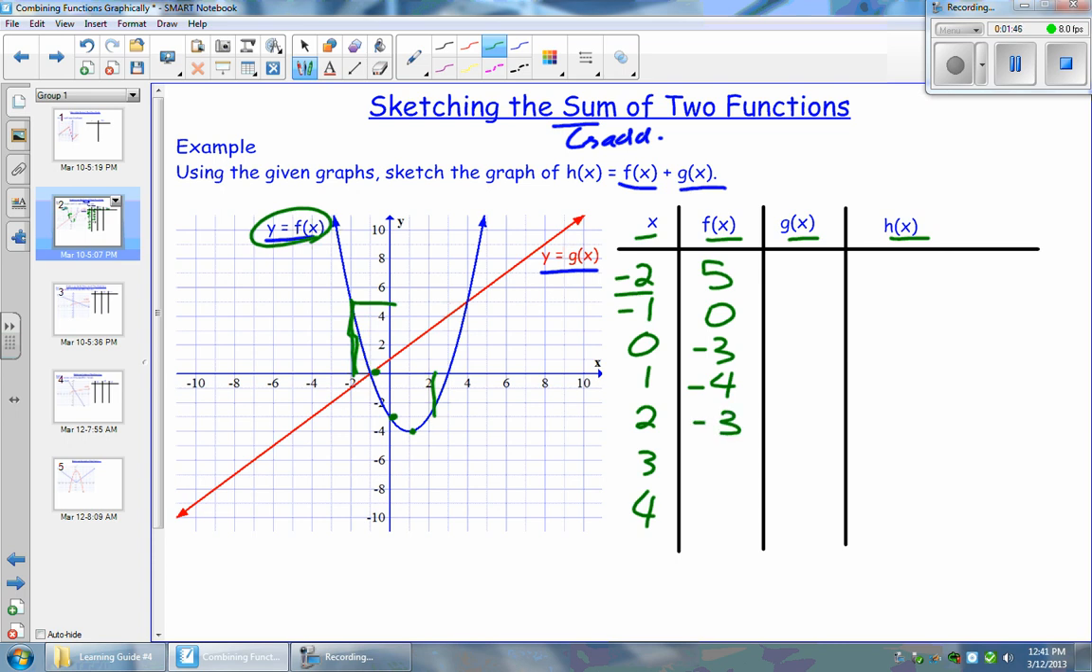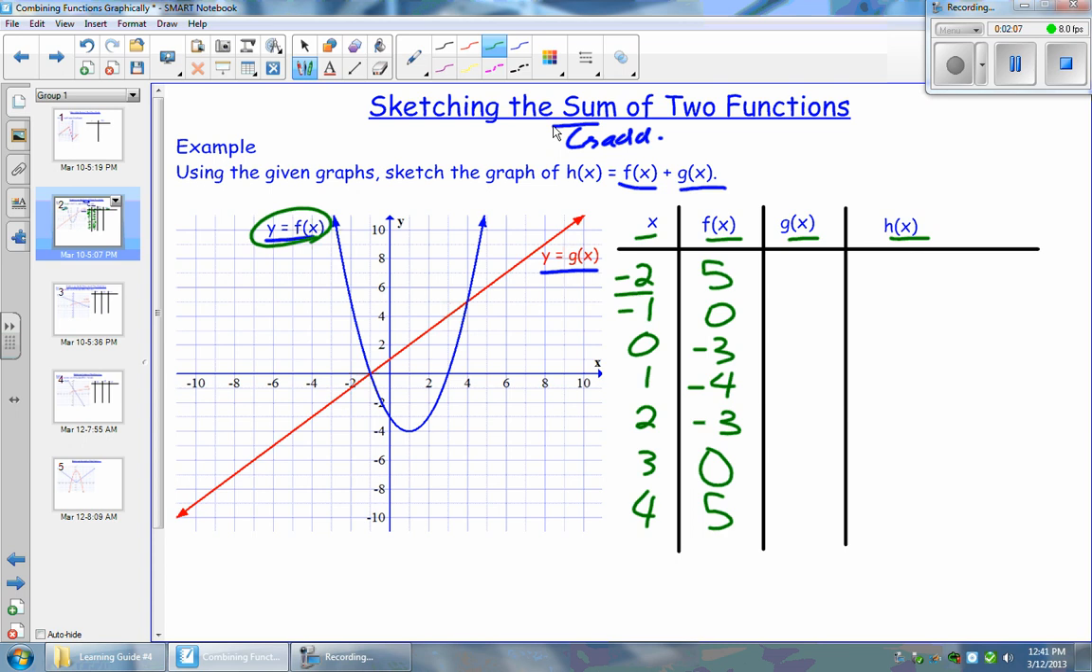So let's keep going here. At 3, I have a corresponding y value of 0. And finally, at 4, I have a corresponding y value. It looks like it's at 5. So just fill in the table. Make sure you're reading your points correctly. And you didn't have to choose the points I did. You could have chosen completely different points, but that's okay.